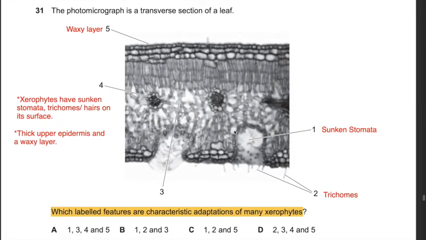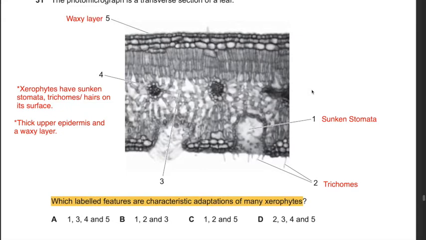Question 31. The photomicrograph is a transverse section of a leaf. Which labeled features are characteristic adaptations of many xerophytes? Xerophytes obviously have sunken stomata, trichomes or hairs on the surface, as well as a thick upper epidermis and a waxy layer. The labeled features that are characteristic adaptations would be obviously 1, 2 and 5.